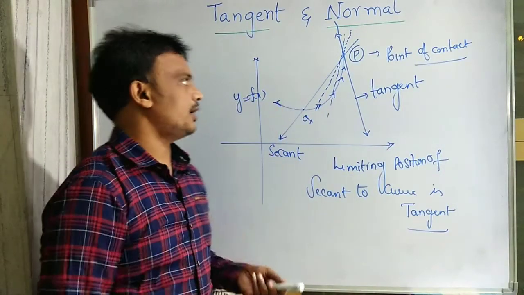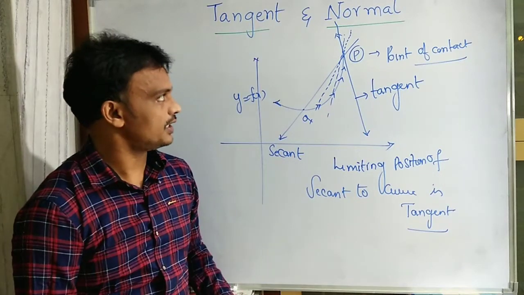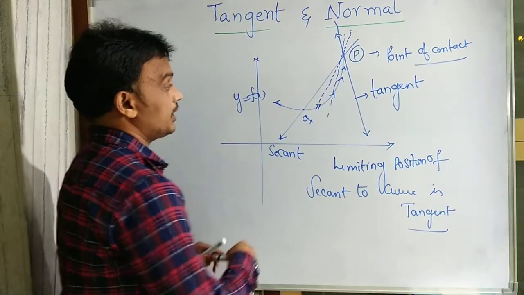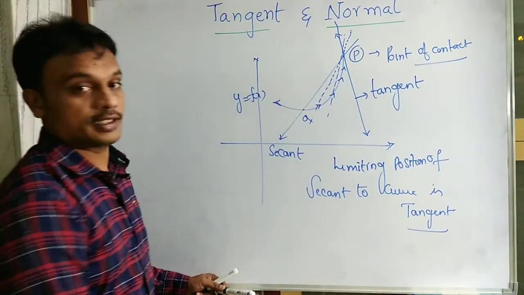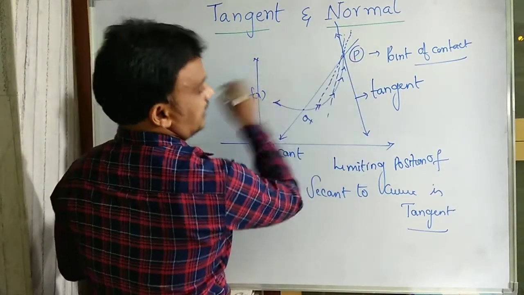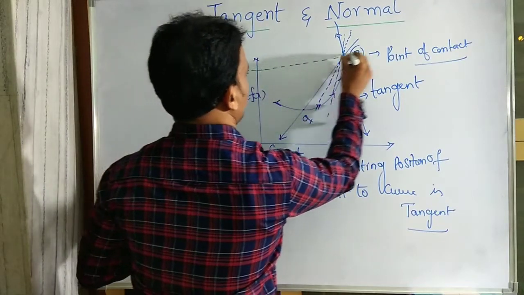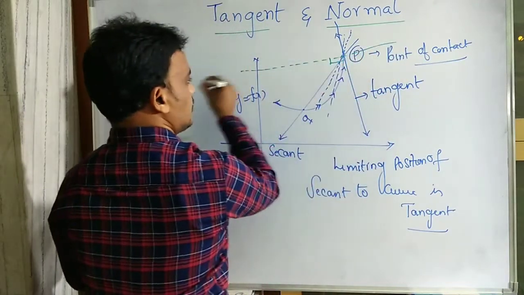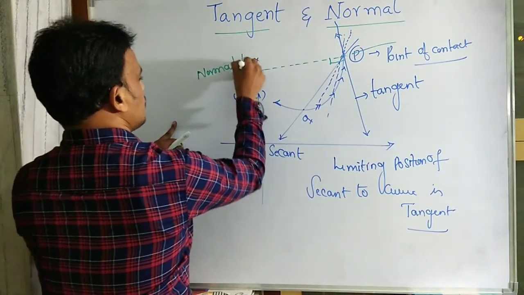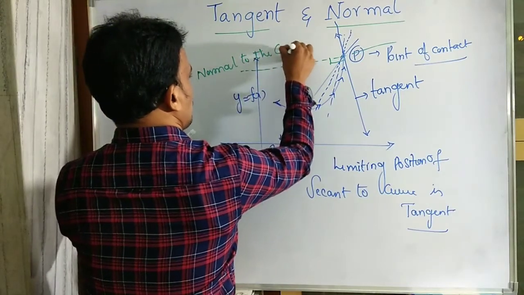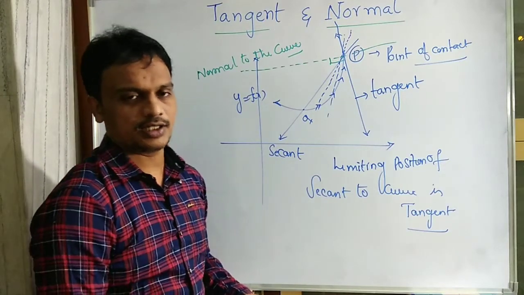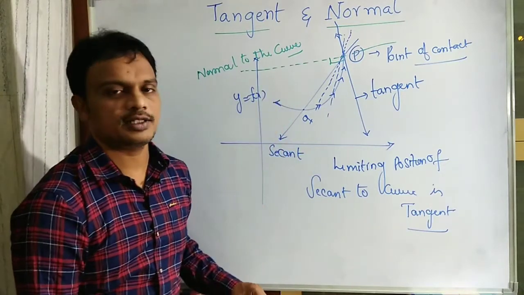Then what about the normal? Normal means it is a line which is perpendicular to the tangent at the point of contact. So this is the point of contact, this is the tangent, and exactly at the point of contact the line which is perpendicular to the tangent is called the normal to the curve. So that is the definition of the tangent and normal to the curve.